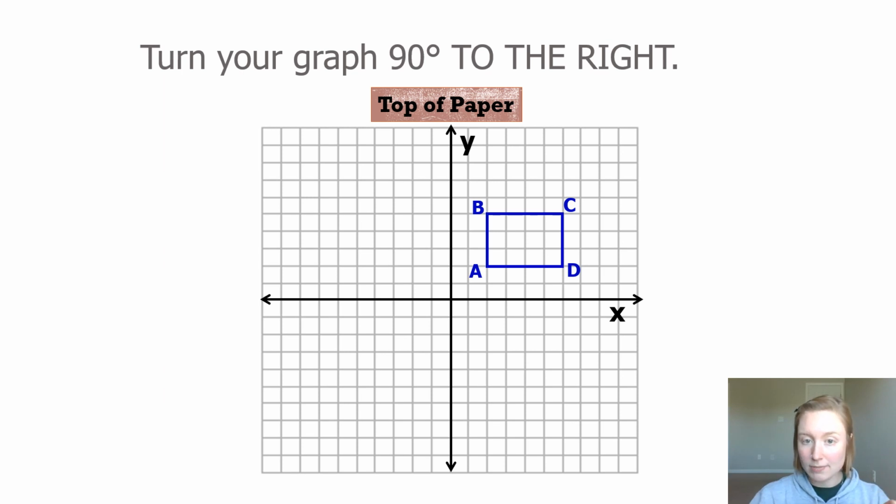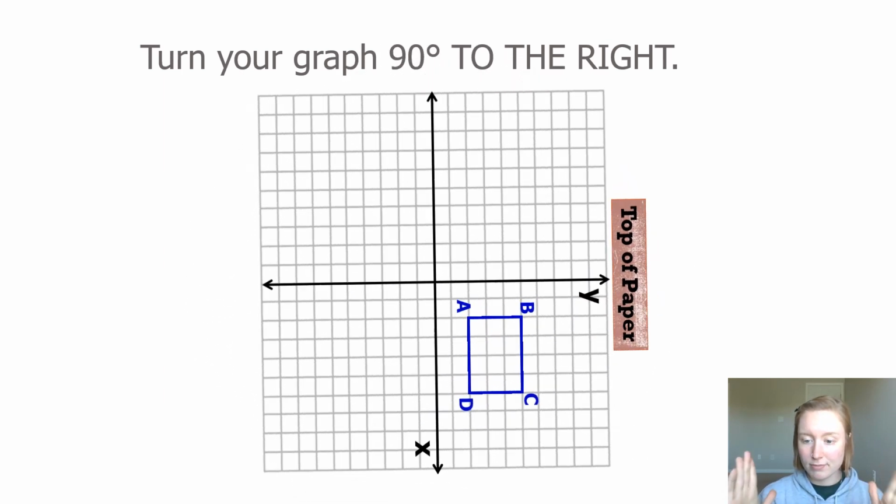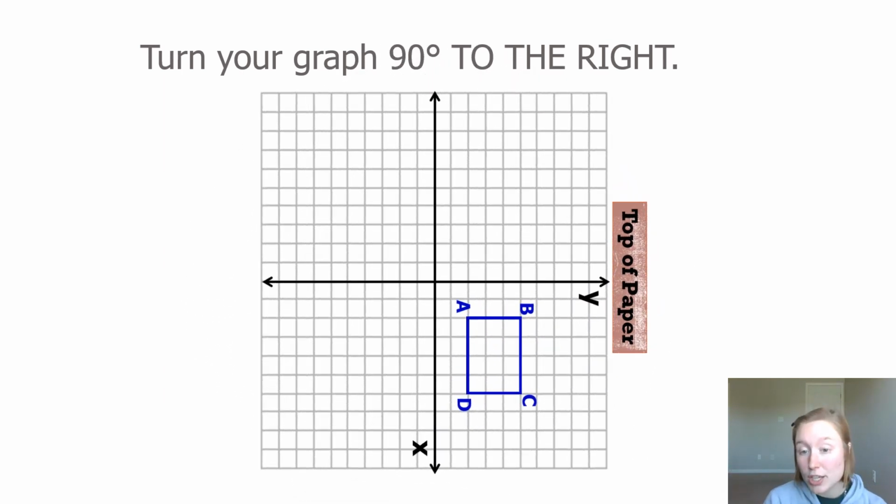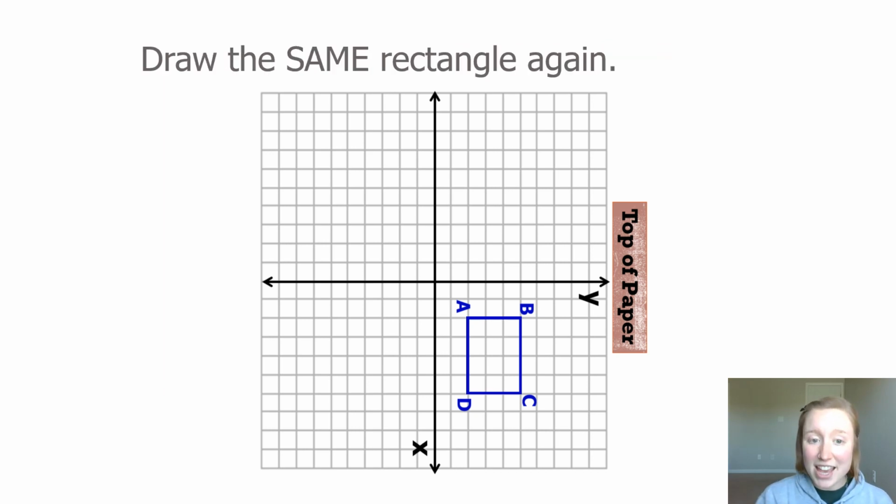So watch this. Ta-da! In class I usually have students label where the top of their paper is, and as they go, I have you match it up with where I have the top of my paper written right here. So right now, the top of your paper should be over on the right, and then you're going to draw the exact same rectangle again.